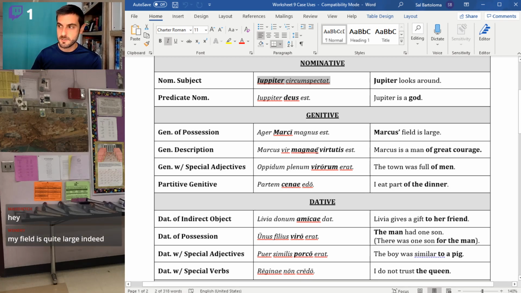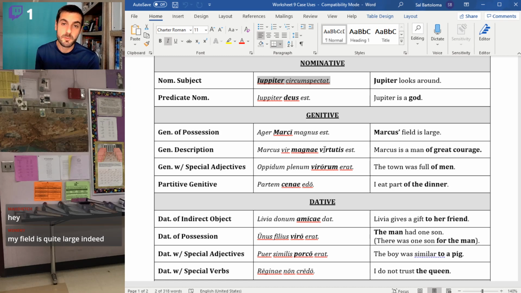Description is to say what sort of person somebody is. Mark's field, huge. Mark's got a huge field. Description is telling me what sort of person they are, of what quality is that person. So Marcus, Mark, vir magnae virtutis est. Mark is a man of great courage, of great virtue. I keep mixing these two words up in English.